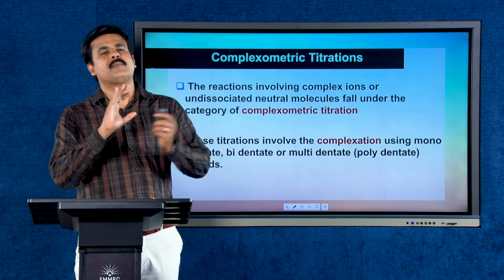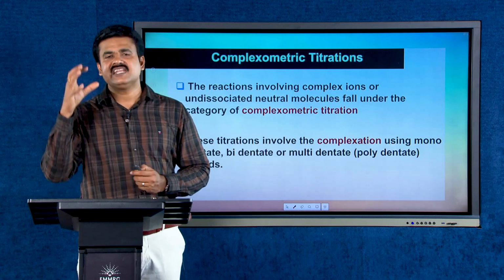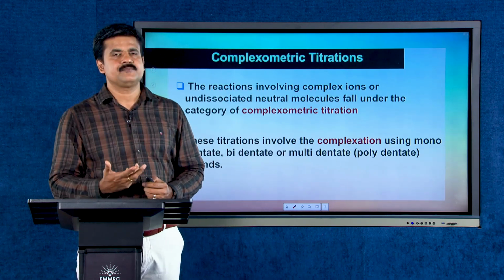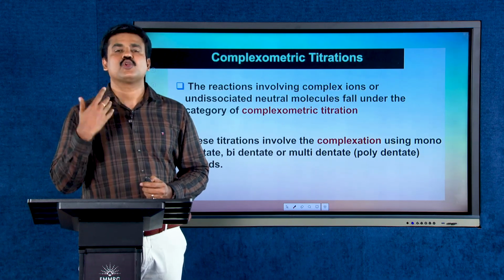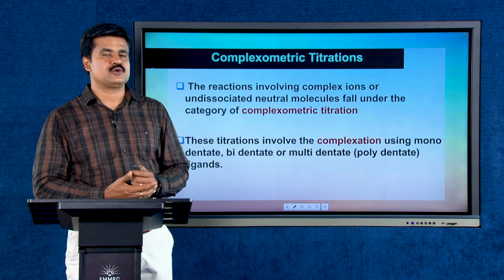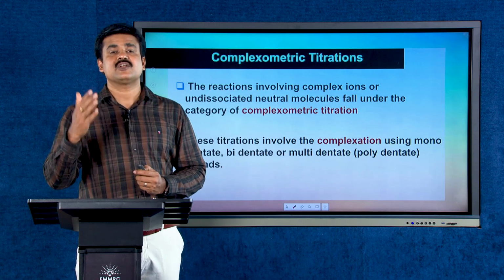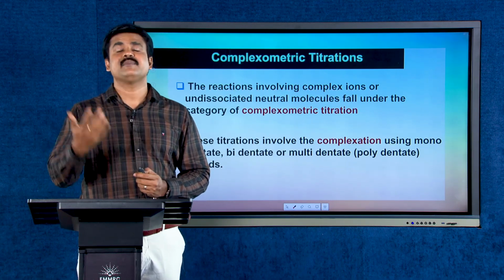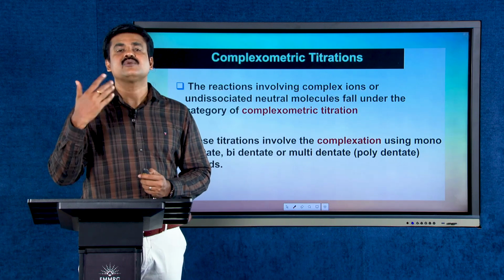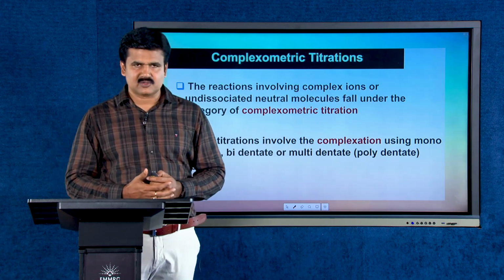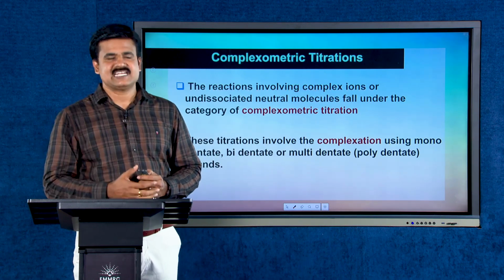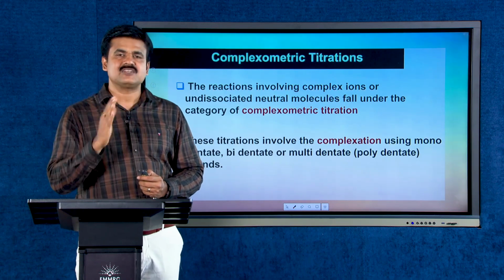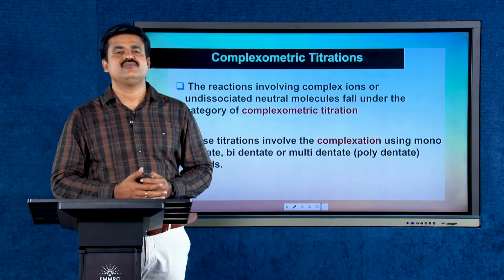That is, the complexation happens between the ligand and the central metal atom or ion. It should be noted that the ligand may be monodentate, which can donate a pair of electrons, a bidentate ligand, which can donate 2 pairs of electrons, or a polydentate ligand like ethylene diamine tetraacetic acid. There it can donate many pairs of electrons. So, this complexometric titration invariably deals with the complex formation between the central metal atom or ion and some category of ligands.